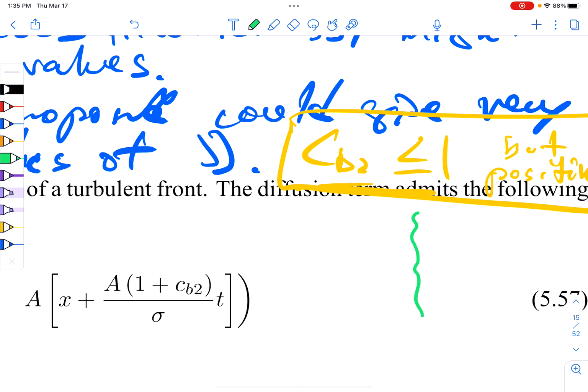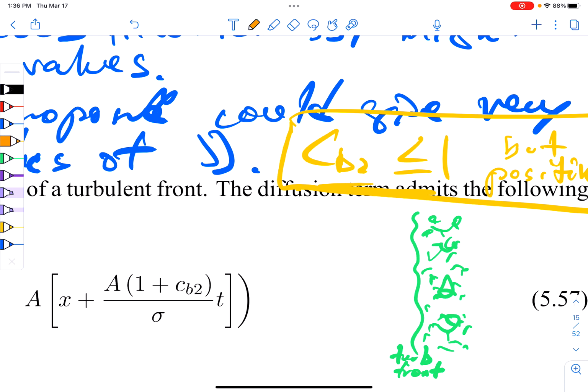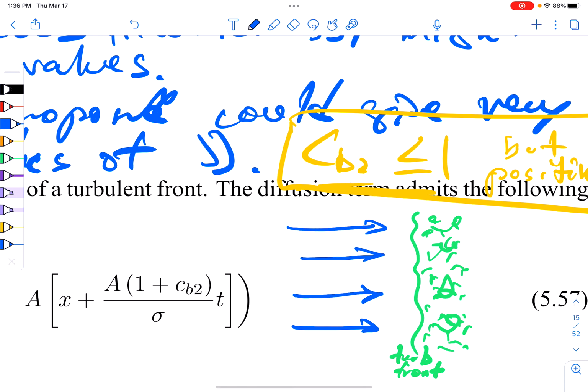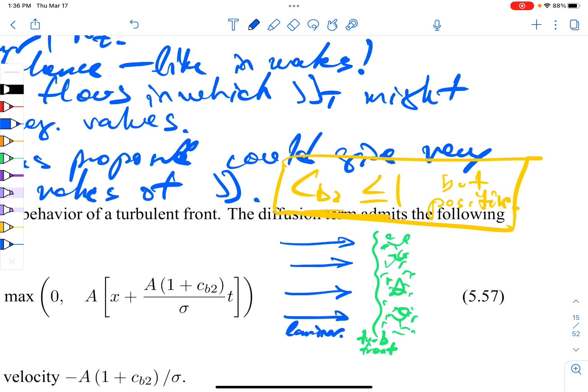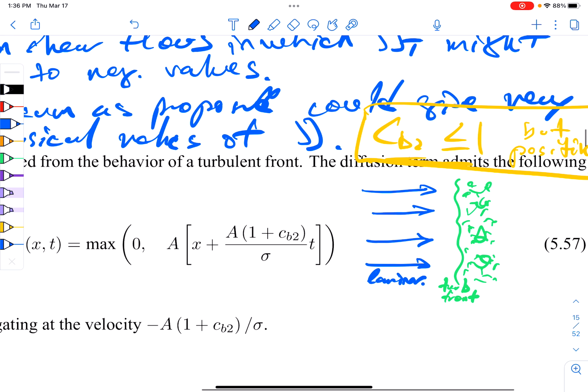So here's a flow. This is a turbulent front. And there's turbulence behind it. Now just put a bunch of dots. This is very cartoonish, isn't it? And out here is just a basic laminar flow. So there's a case where you have a laminar flow, there's a quick transition like a turbulent front. And these are measurements that can be conducted.